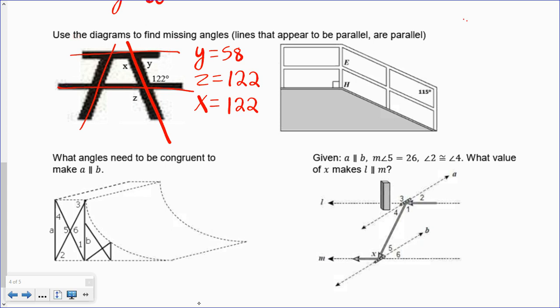I want to know the measure of E and H, two separate angles in the picture. 90 degrees. You just walk down the stairs and know where you're going.